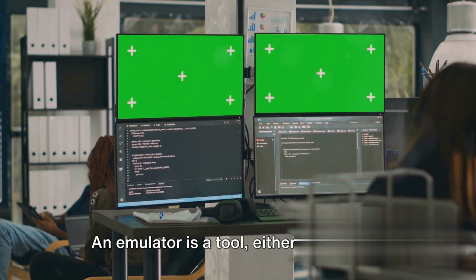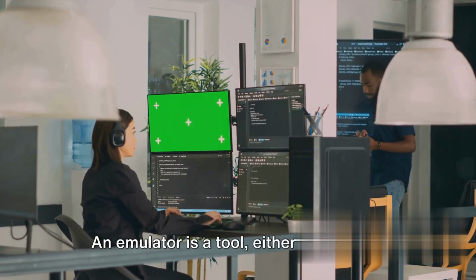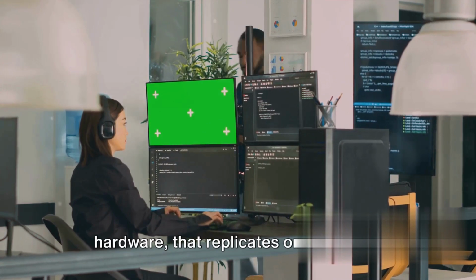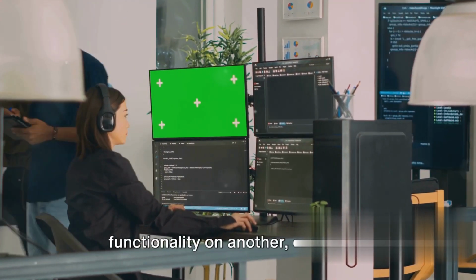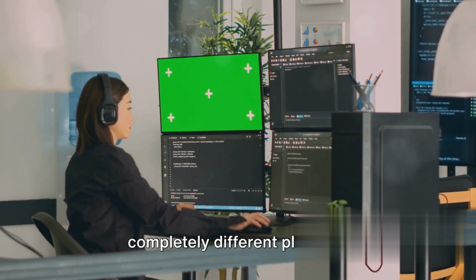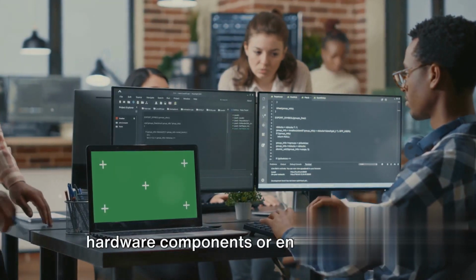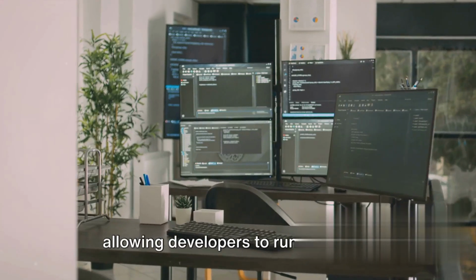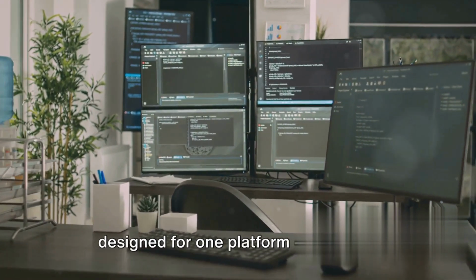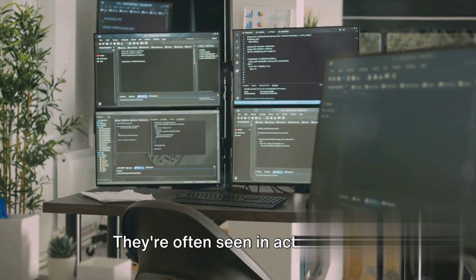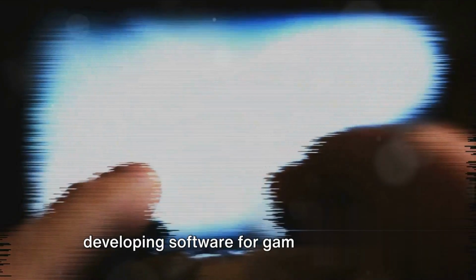An emulator is a tool, either software or hardware, that replicates one system's functionality on another, often on a completely different platform. It's like a chameleon, mimicking specific hardware components or entire systems, allowing developers to run programs designed for one platform on another. They're often seen in action when developing software for gaming consoles, mobile devices, or embedded systems.